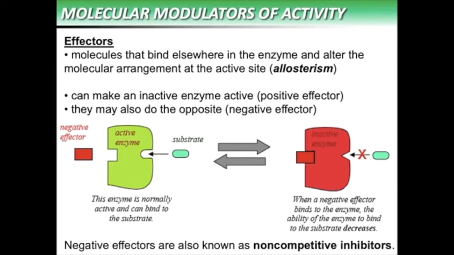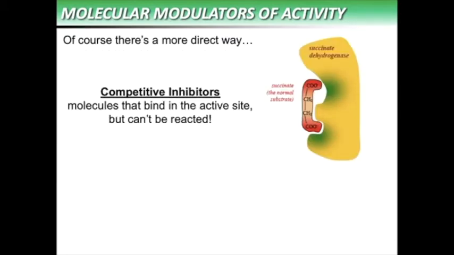Now, the reason for that is because you can inhibit another way too. You can do a very direct method where instead of binding something that messes with the shape of the active site, you can bind something that actually sticks in the active site and blocks it.